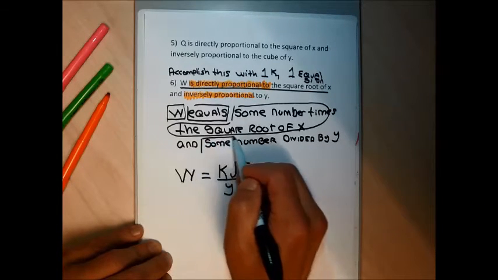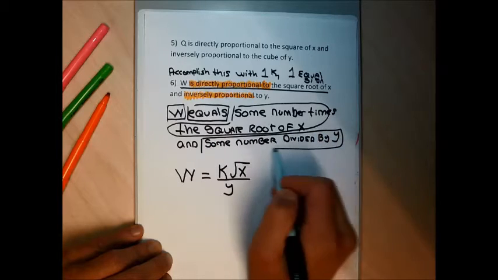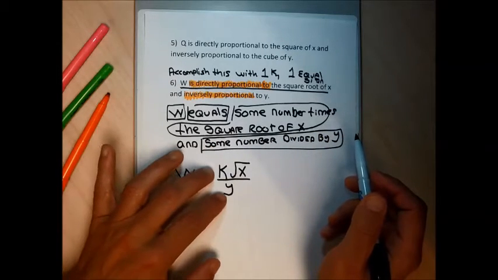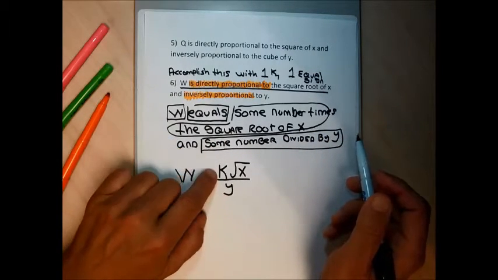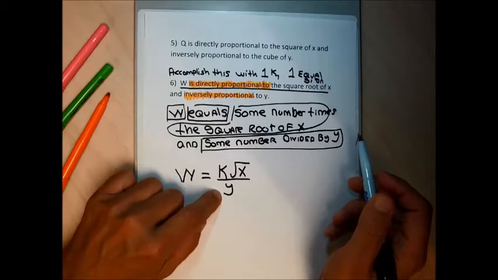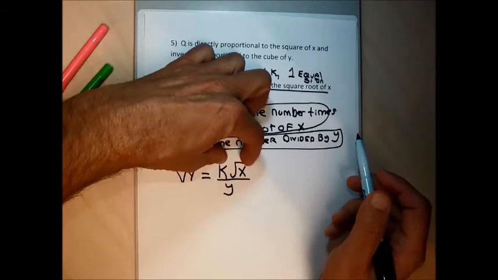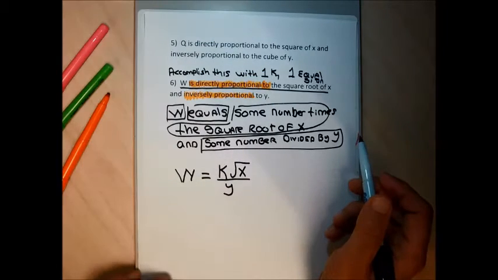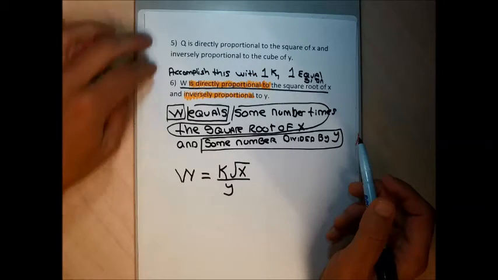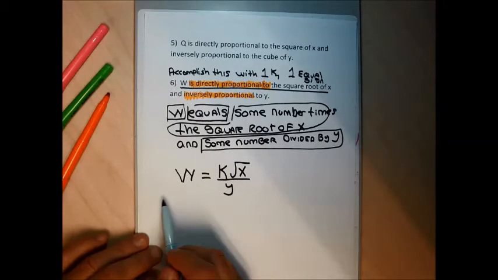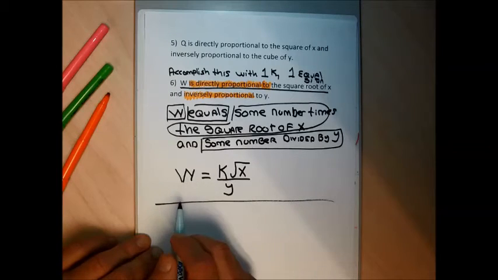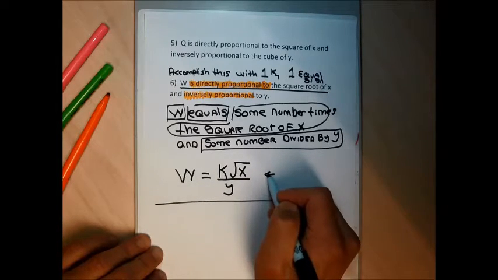So I can see both pieces, and I actually have the answer written here. The some number divided by y represents the k divided by y, and the some number times the square root of x is this k times the square root of x. Let me squeeze on here your problem. Let me rewrite problem 5. So this is the answer to problem 6.